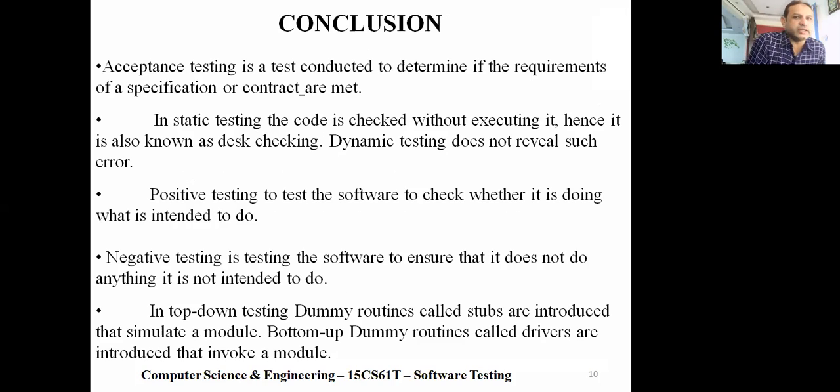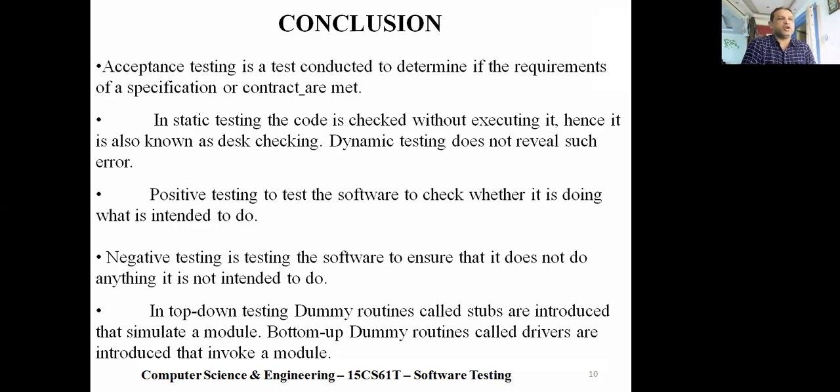So these are the things we discussed. In today's class, we discussed acceptance testing. It is conducted to determine if the requirements of a specification or contract are met. In static testing, the code is checked without executing it, hence it is also known as desk checking. Dynamic testing reveals errors that static testing will not identify, such as whether the requirements are being met.